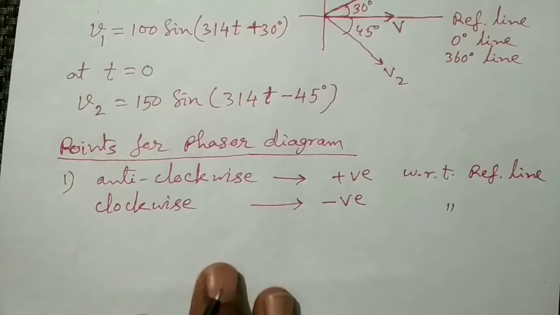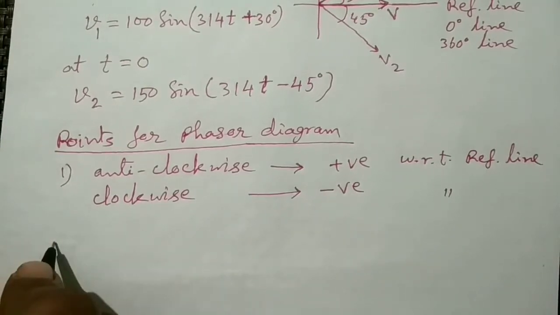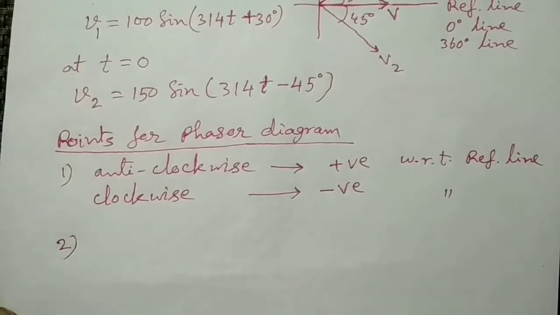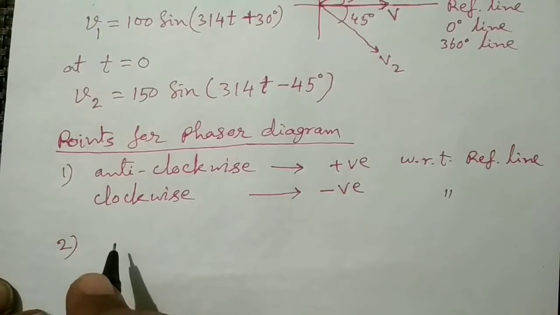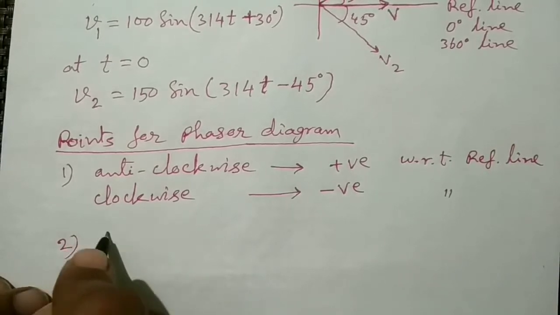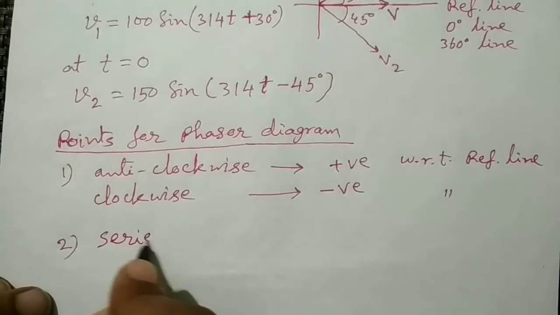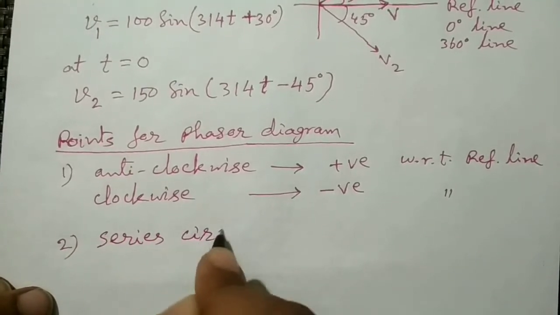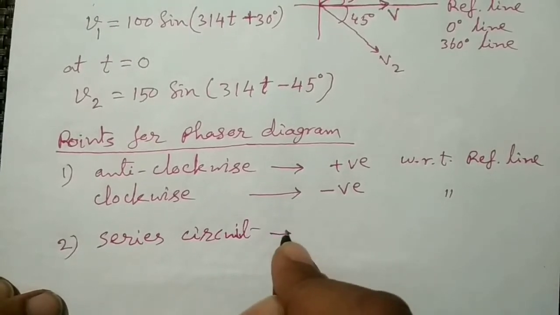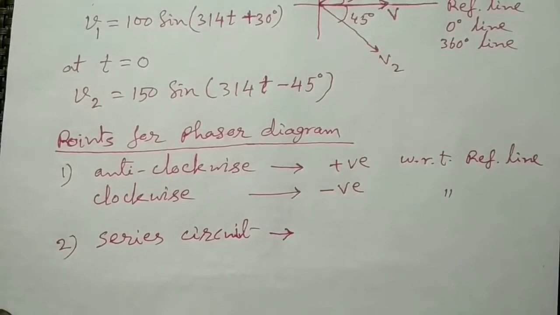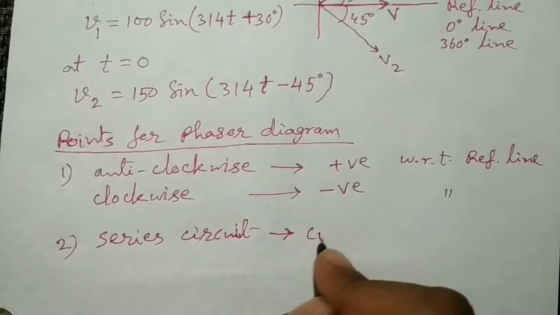The second point we have to remember for phasor diagram, that is for the series circuit, the current is common for all the parts of the circuit. So here for series circuit, as the current is common for all the parts of the circuit, then current is taken as reference.